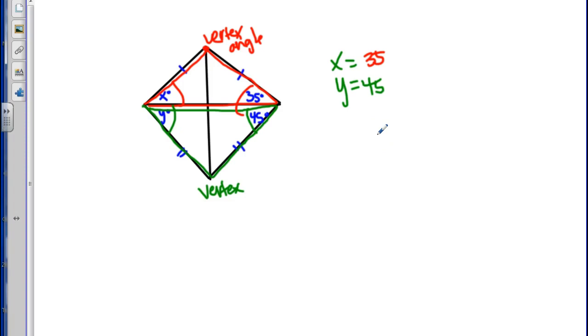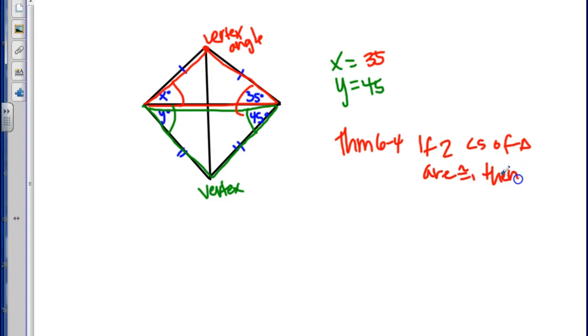So Theorem 6.4 is the converse of the isosceles theorem. Theorem 6.4 says if two angles of a triangle are congruent, then the sides opposite of those angles are also congruent. So just flipping that around: if two angles of a triangle are congruent, then their opposite sides are congruent.